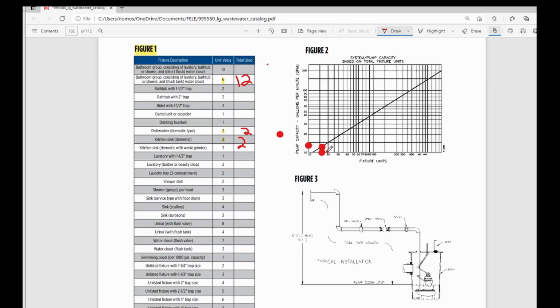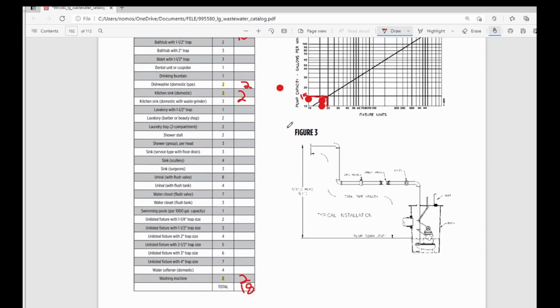And so we follow 20 up to that line right there. And then we follow that line over to somewhere around 15. All right, so is 15 gallons a minute my flow rate? Well, it would be if it was clean water. But I'm going to show you why it's going to be more than that.